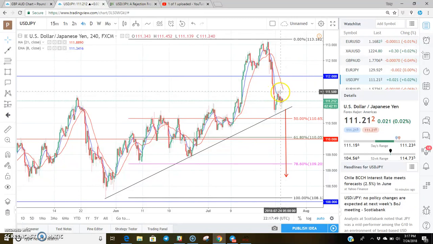If it doesn't hold, you can expect price to probably come back and react around 112, because this high over here basically coincides with this high over here before the downfall. But again, for any drop on USD JPY, price has to break this zone sitting right there, and I do think that it will.